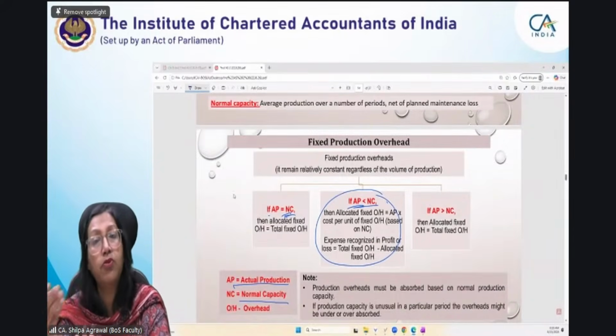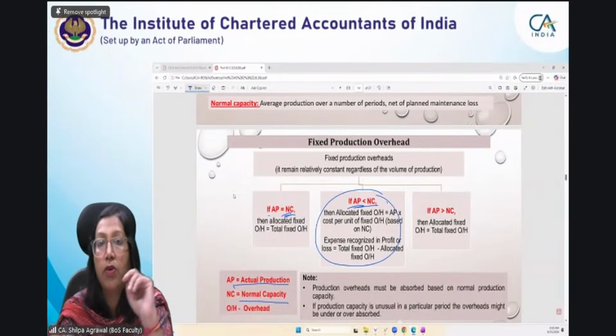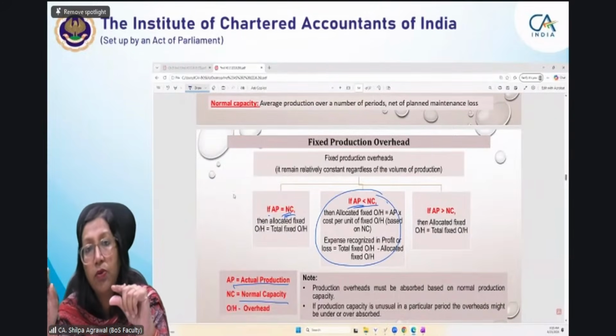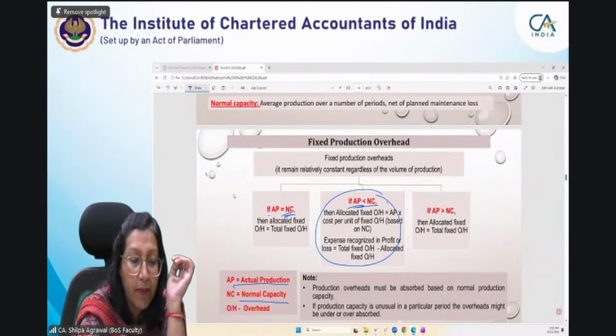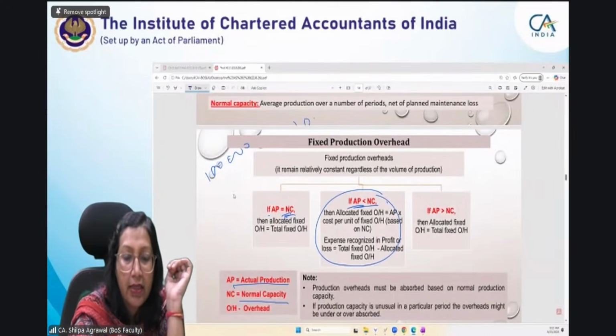However, when actual production is more than normal capacity, for example, your normal capacity is 10,000 but you have produced 12,000 units. So in this case, what is happening? Actual production is 12,000 units, which is far better than your normal capacity. In that case, we cannot use the allocation of fixed overheads per unit to your actual production. Let me give an example. Suppose your fixed overhead is 1 lakh rupees. Your normal capacity is 10,000.